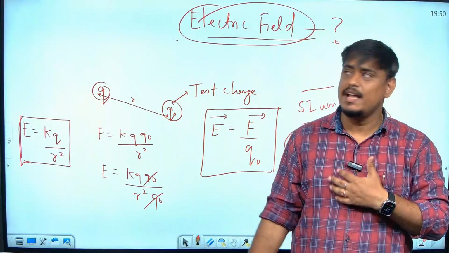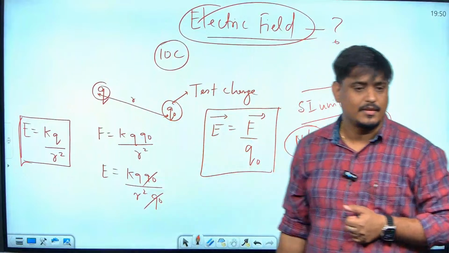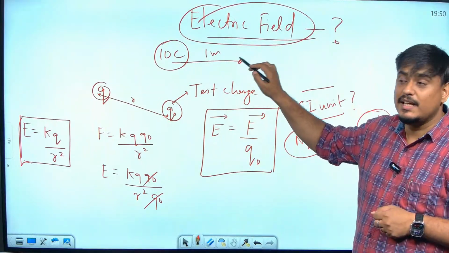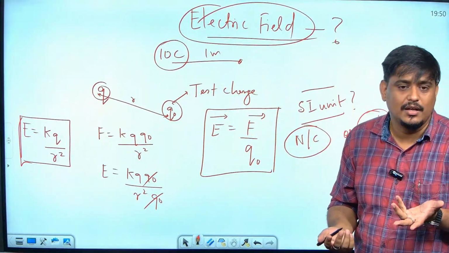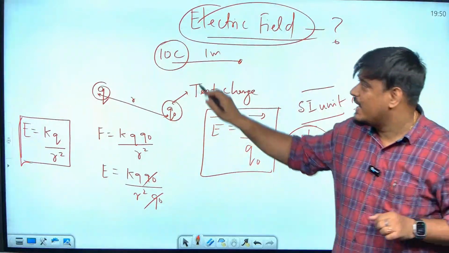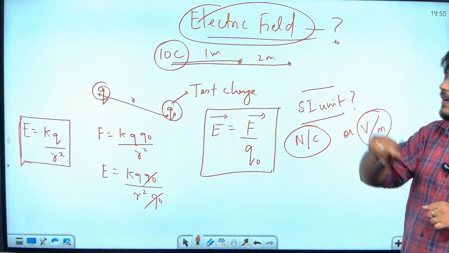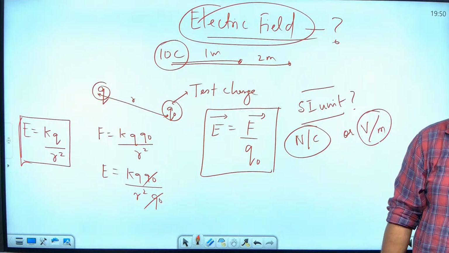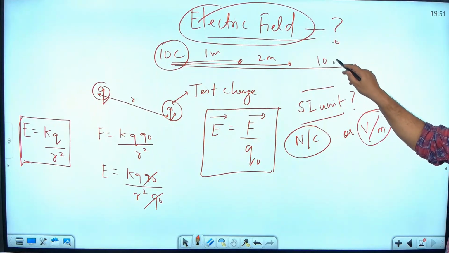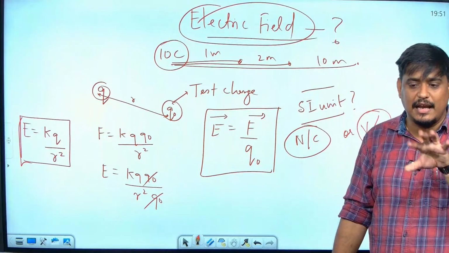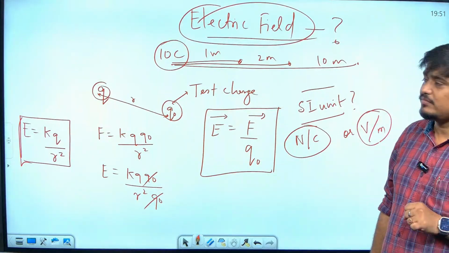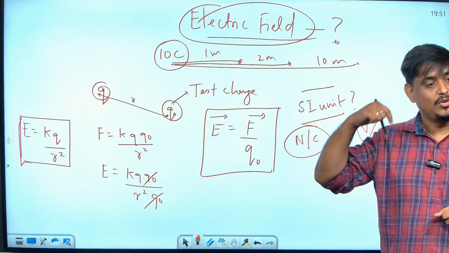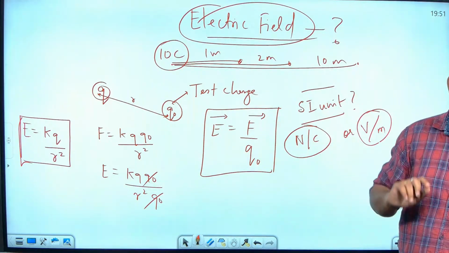It means that if I have 10 coulomb charge, I go 1 meter apart, how much electric field can it produce? K into 10 by 1 square. So 10K. If I go 2 meter apart, what is the electric field here? K into 10 by 4, 2.5 times of K. If it goes 10 meter apart, K into 10 by 10 square, so K by 10 Newton per coulomb.